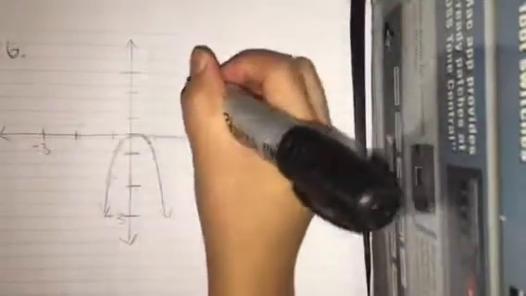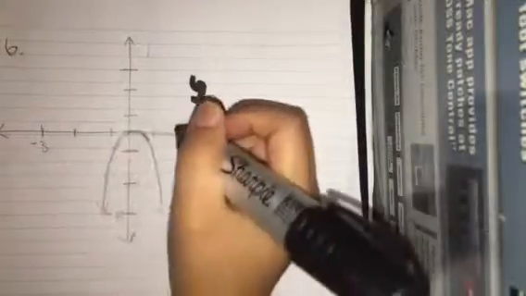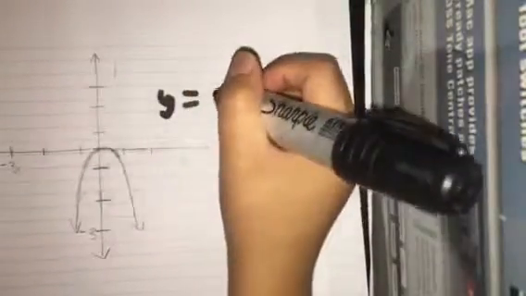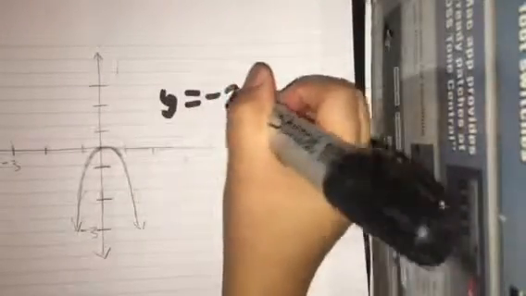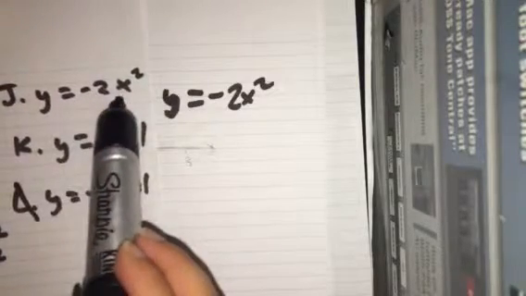16 is also a parabola, and it's also upside down, but it did not move up or left or right. So it would be y equals negative 2x squared. So it would be J. J is y equals negative 2x squared.